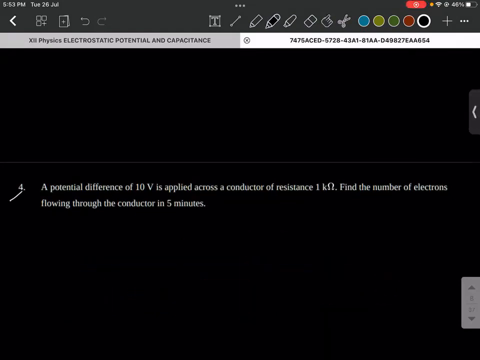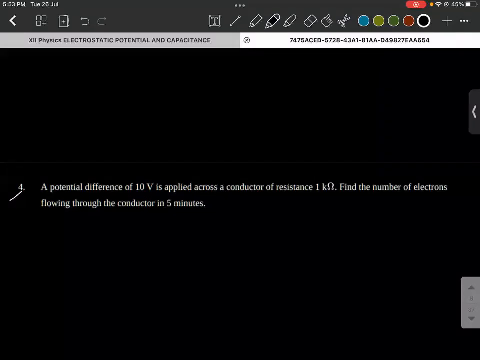Try this. A potential difference of 10 volt is applied across the conductor of resistance 1 kilo ohm. Find the number of electrons flowing through the conductor in 5 minutes. 2 minutes time, do it fast.